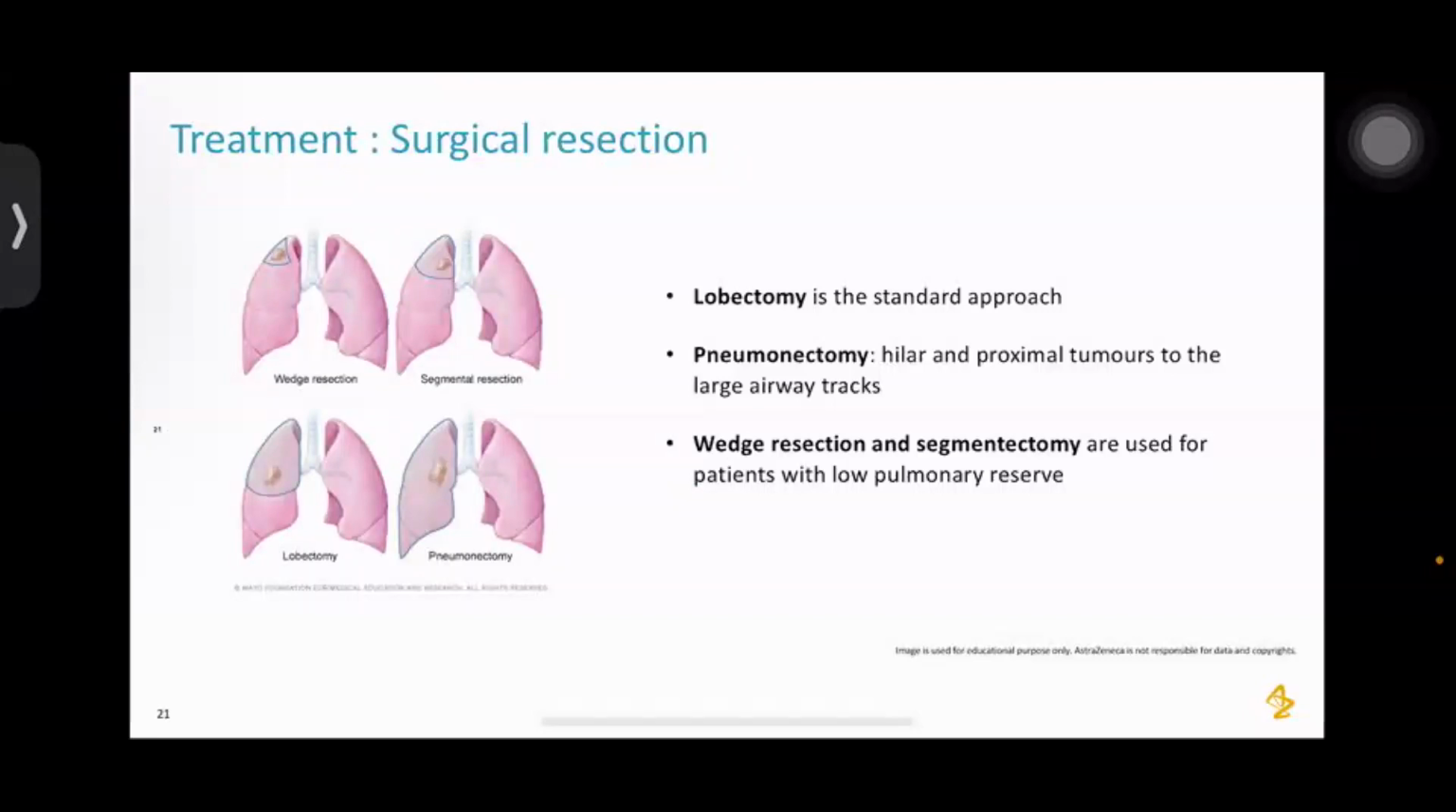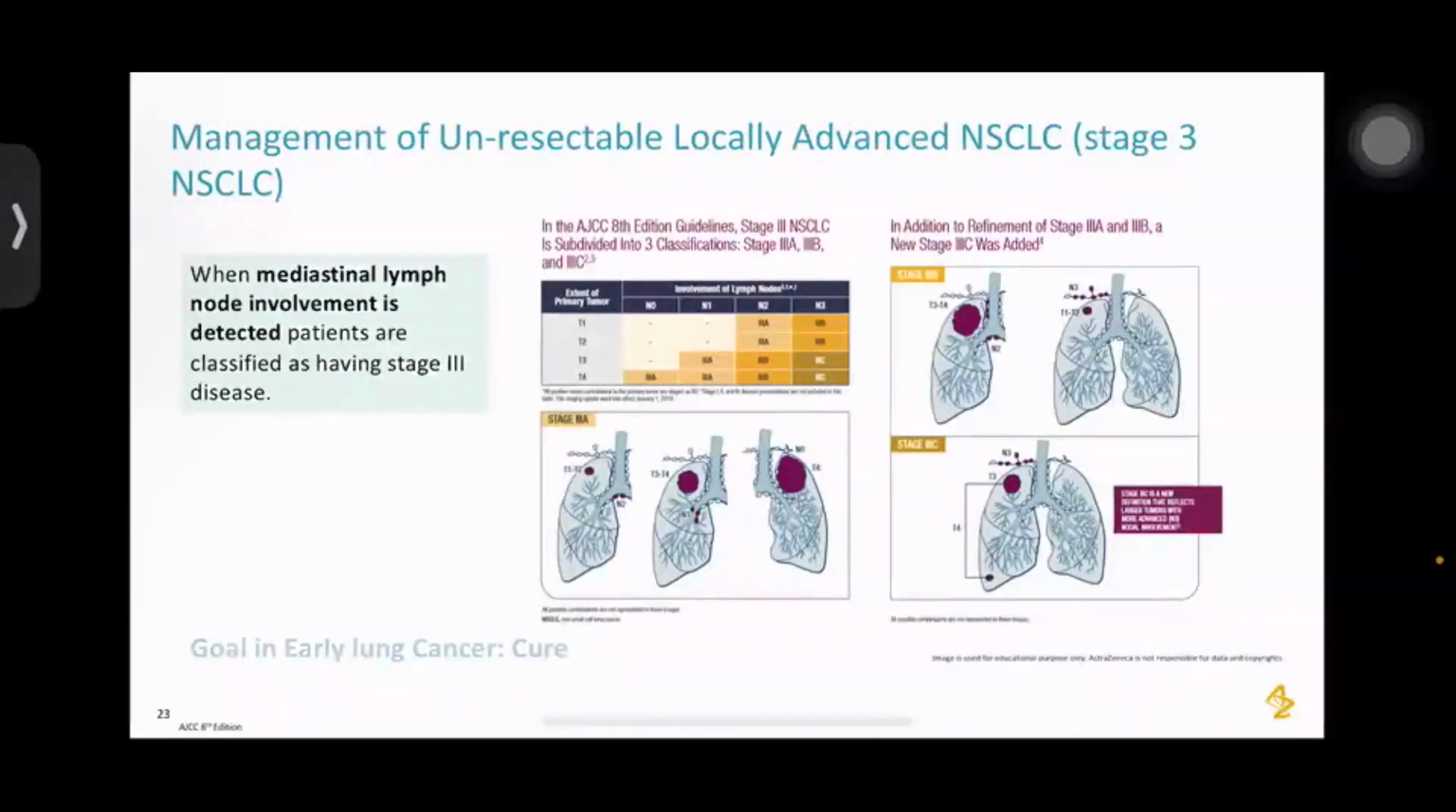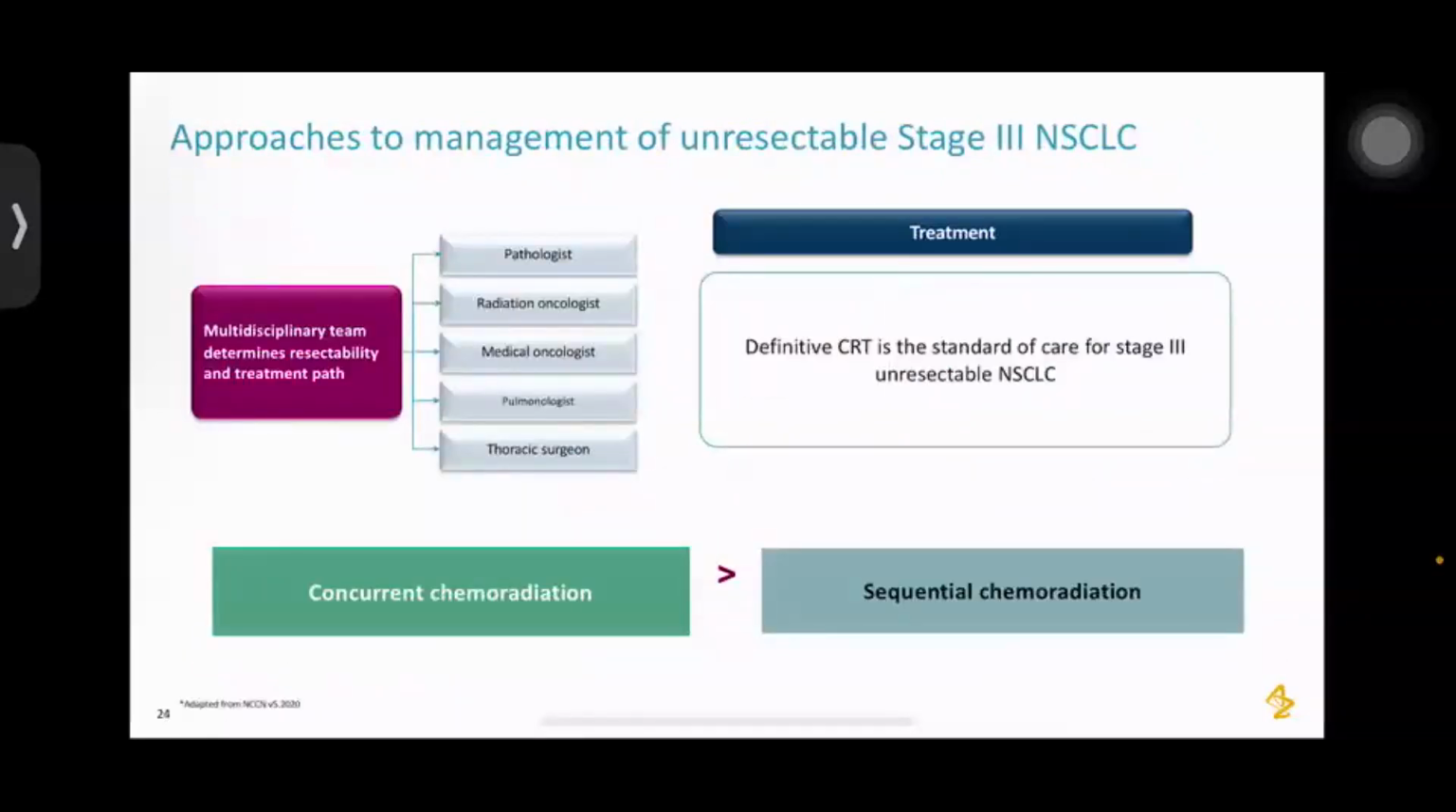limited reserve. Surgery is the primary treatment, and adjuvant cisplatin-based therapy is recommended for stage 2 and 3, as we all know with the latest data, with an OS hazard ratio of 0.89 and a 5-year DFS hazard ratio of 0.84. But overall disease recurrence and death following surgery and adjuvant chemotherapy remain high across the disease stages. For unresectable stage 3, when the mediastinal node is involved, though the predominant approach will be cure, it will be concurrent chemoradiation, predominantly better than sequential chemoradiation. So definitive chemoradiation is the standard of care for stage 3 unresectable NSCLC.